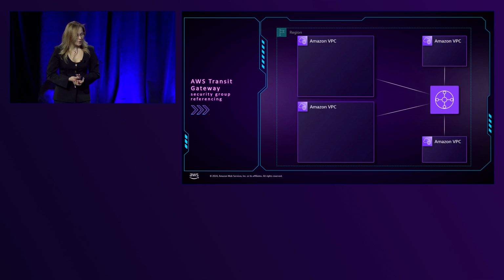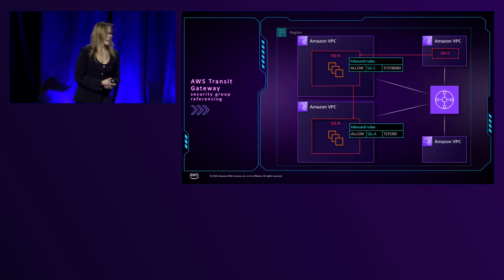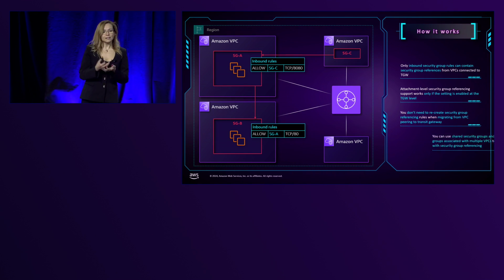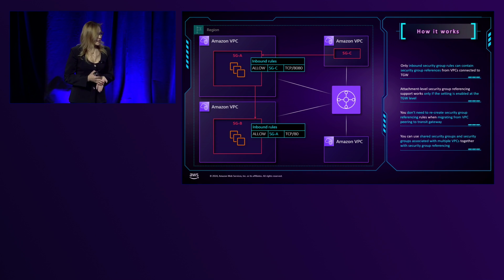Now, how this works, very important. You configure security group referencing exactly as you used to do it within a VPC or across VPC peering using the security group ID. However, on Transit Gateway, only inbound rules are allowed, and you do need to enable security group referencing on the Transit Gateway as a whole, and then on the specific attachments that you want security group referencing to work. Very, very important.